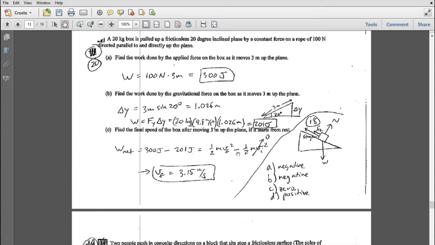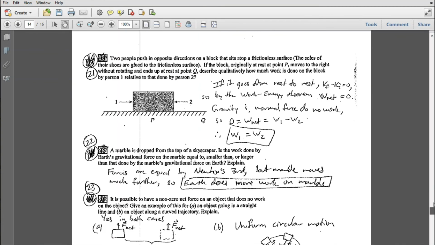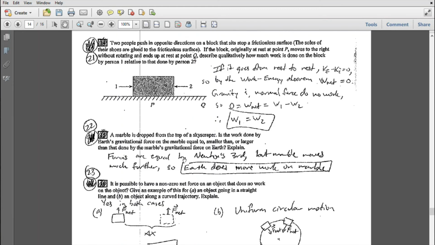I'm assuming it says somewhere in the problem that it starts from, oh, it does say it starts from rest. So its initial velocity is 0 and final velocity, that's what we're solving for. So that's problem 20.